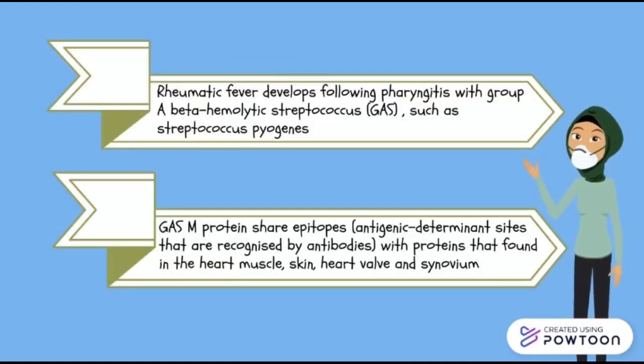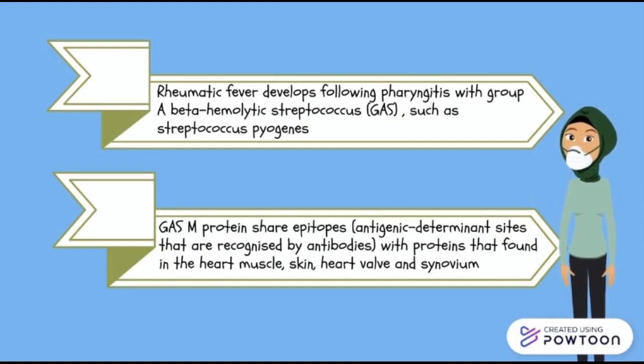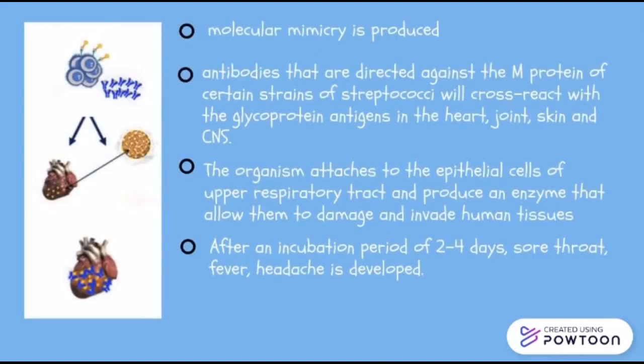Rheumatic fever develops following pharyngitis with group A beta-hemolytic streptococcus such as Streptococcus pyogenes. Group A Streptococcus M protein shares epitopes with proteins found in the heart muscle, skin, heart valve, and synovium. An autoimmune response known as molecular mimicry is produced, in which antibodies directed against the M protein of certain strains of streptococci will cross-react with the glycoprotein antigens in the heart, joint, skin, and CNS.